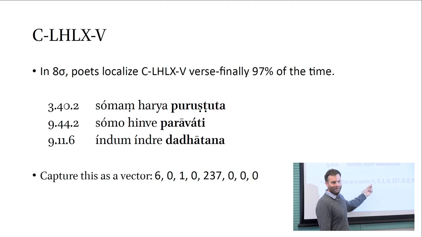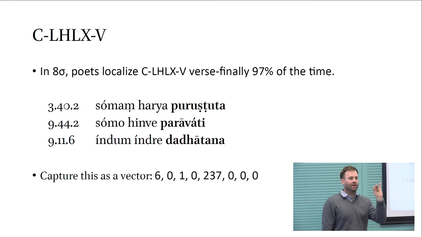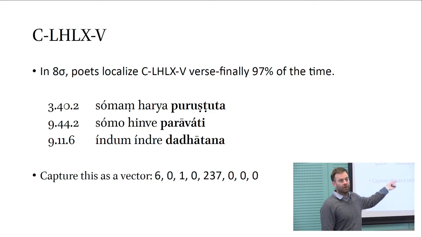You see that five more times, you get the six. Zero times starting in the second position, one starting in the third, zero times starting in the fourth, and then starting in the fifth, which is the latest you can put that in the verse, purushtuta, five, six, seven, eight, right? That's where almost all of them, they put almost all of them when they're composing an eight-syllable verse, right?